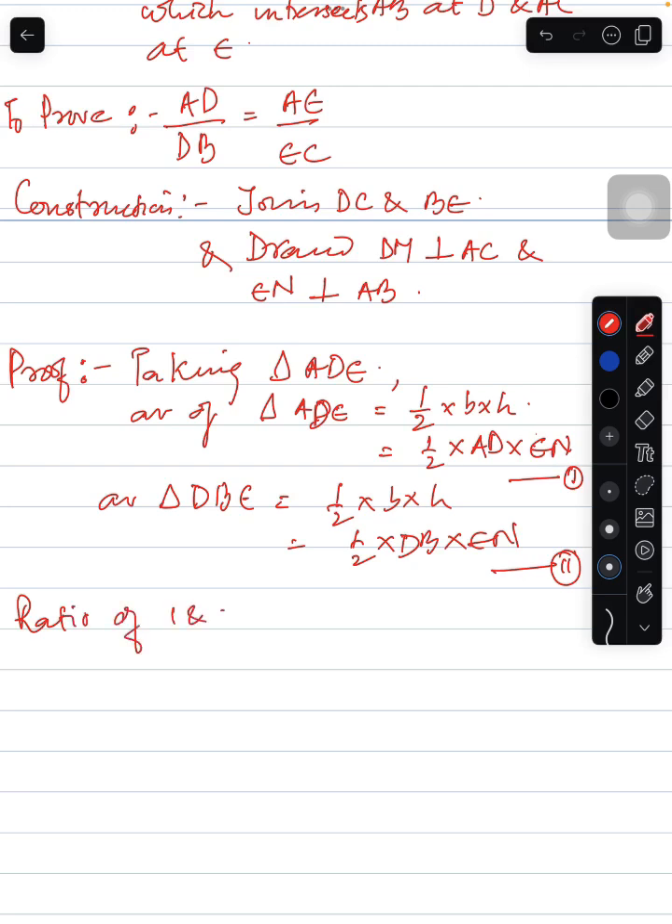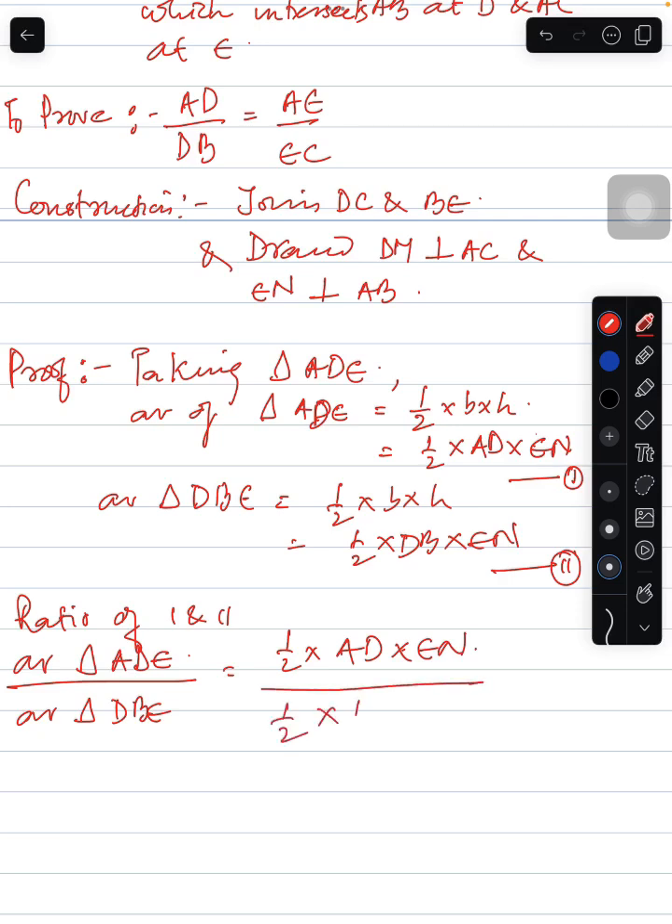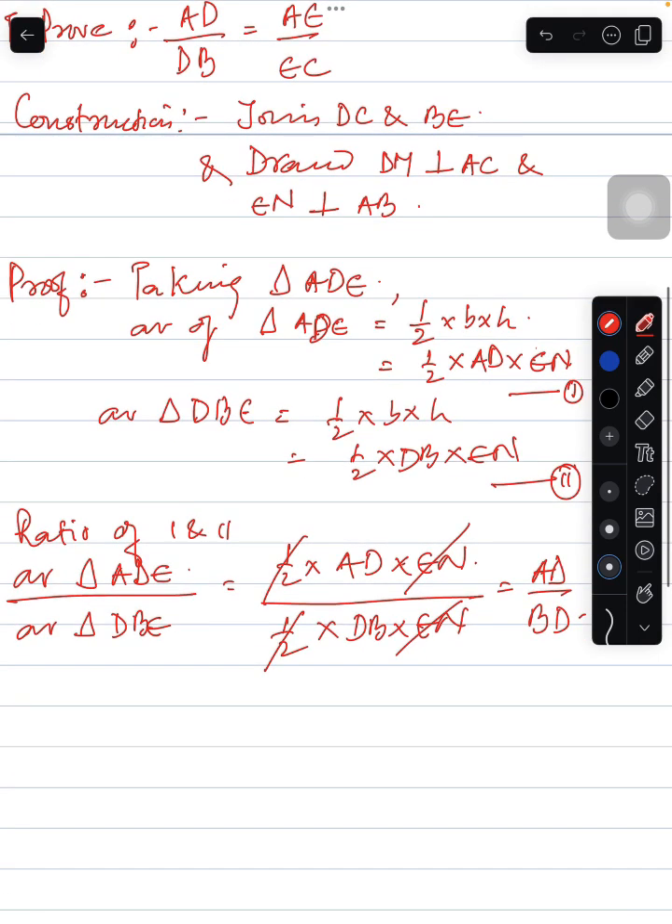Ratio of 1 and 2. So what is the ratio? Area of triangle ADE by area of triangle DBE is equal to half into AD into EN by half into DB into EN. Now you can cancel both. So what will you get? AD by DB, or BD, whatever it is.